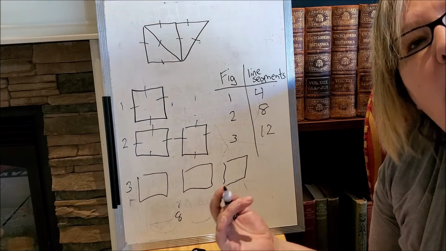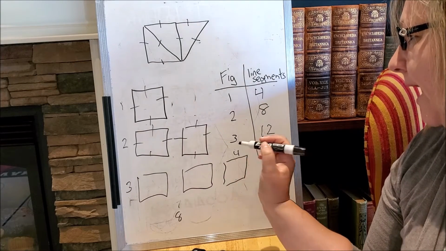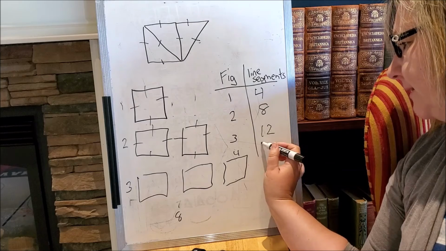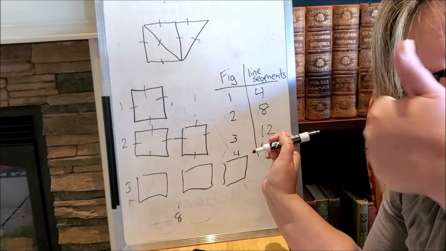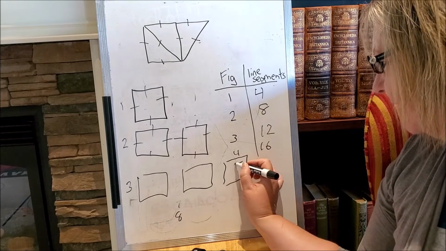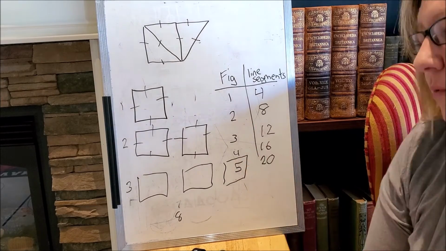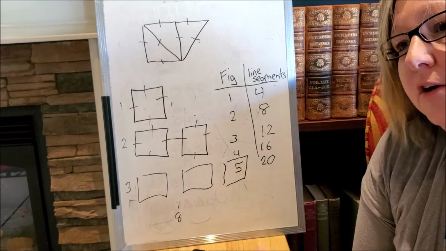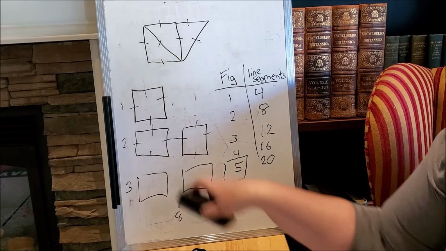And then it asks, well, how many would number 5 have? Well, I know that 4 is going to have 4 more. That's 16. Make sure my math is right. 12 plus 4. Okay, got that right today. Number 5 would have 20. So you would say the 5th figure would have 20 line segments in it. That is what we're doing.